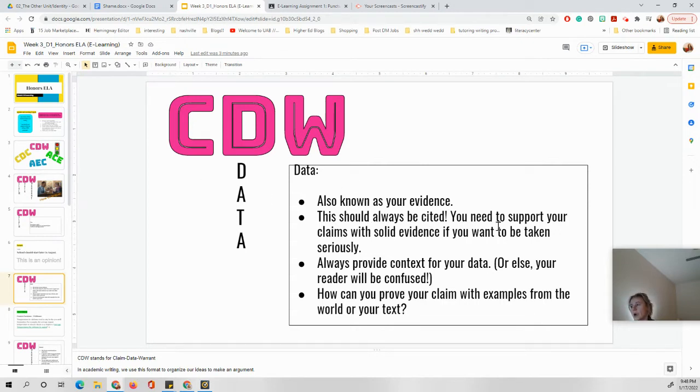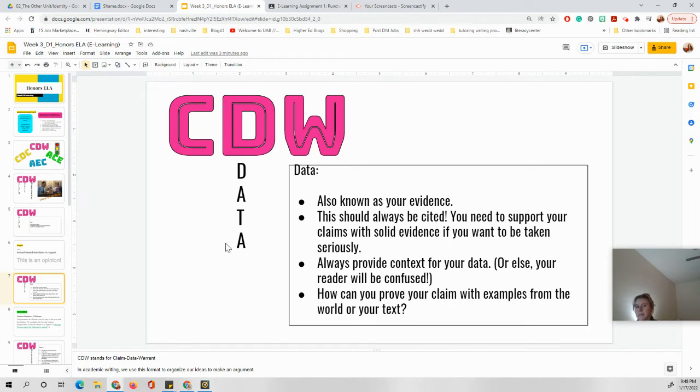So with data, you always have to have solid evidence. And we'll be talking about that when we get into research later on this semester. With writing, you always need to provide context for your data, okay?